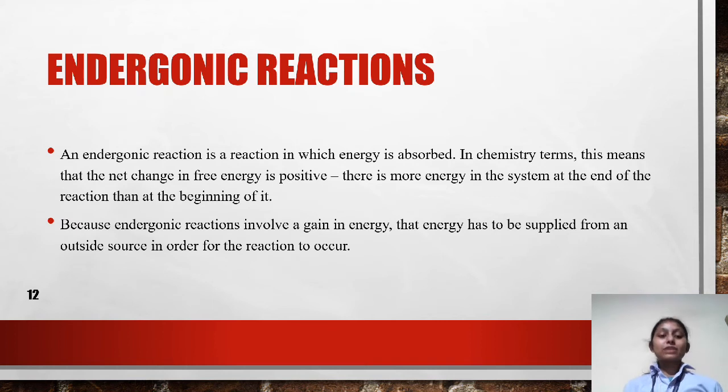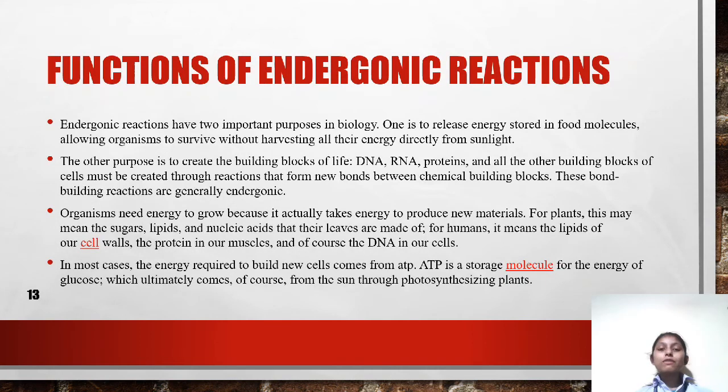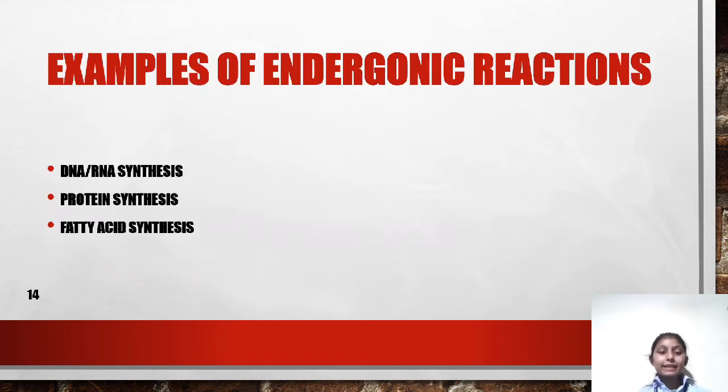What is an endergonic reaction? In endergonic reactions, energy is absorbed instead of being released. Here the net free energy change is positive. Functions of endergonic reactions. The energy required to build new cells comes from ATP, both in plants and animals. Examples of endergonic reactions are usually DNA or RNA synthesis, protein synthesis, and fat synthesis.